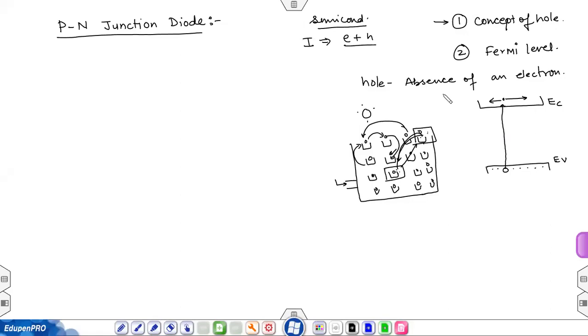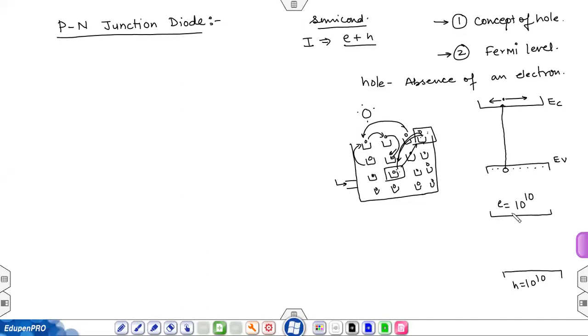Number one. Number two, what is the concept of Fermi level? Okay, let's understand this. So I told you in the last lecture that in case of silicon, we have 10 to the power 10 electrons. And if it is an intrinsic semiconductor, that means 10 to the power 10 will be holes, because if one electron goes from the valence band to the conduction band, it will leave behind one hole in the valence band. That means an equal number of electrons and holes.